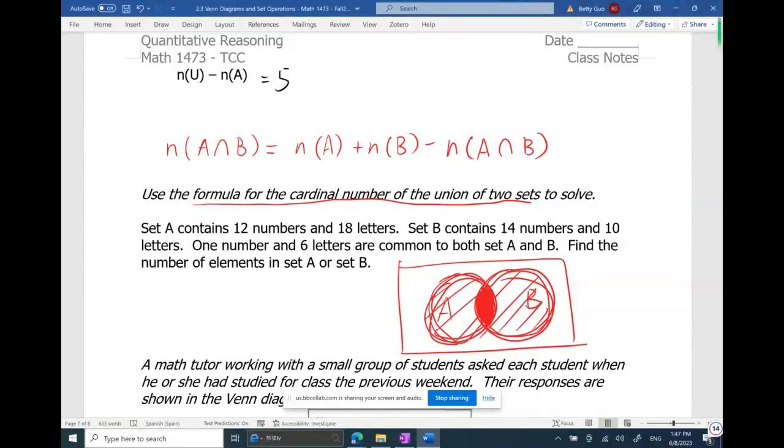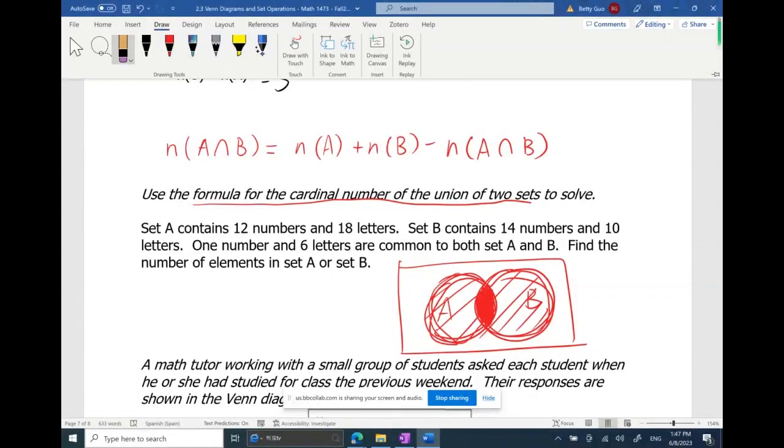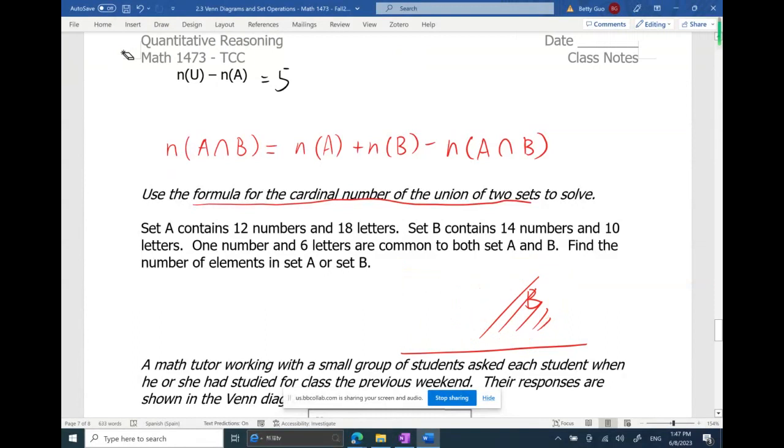And the area of the region actually corresponds to the number of elements in the region. And we can generalize that to cardinal number. Let me know, does that make sense? If not, please email me. Just think about the region, the area of the region. All right, so we are going to use this formula to answer the question.